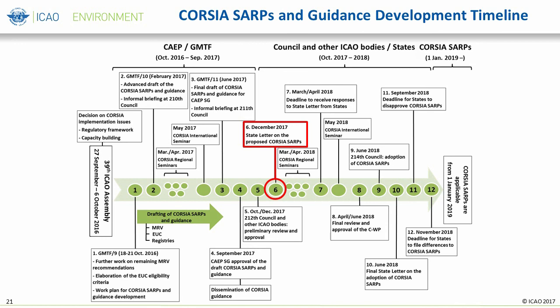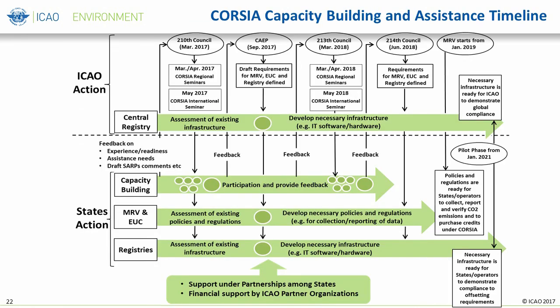In line with the Assembly resolution, the Council is then anticipated to adopt CORSIA SARPs in mid-2018, Step 9, followed by further consultation with the member states, including the filing of differences process to the SARPs, Step 12. This will lead to January 1st, 2019, when the CORSIA SARP should become applicable. In addition to SARPs development and approval, you might note that further CORSIA seminars are planned in early 2018 to provide additional information on CORSIA implementation. This timeline provides more detail around the timing and interaction for capacity building and assistance.